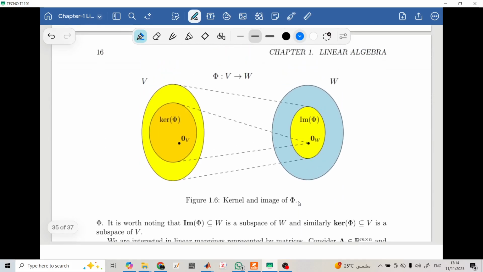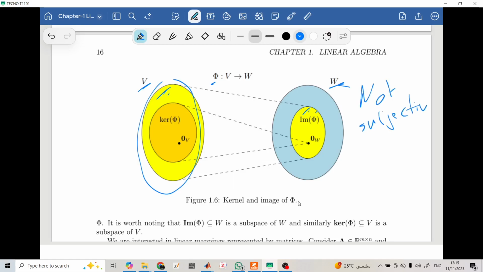So here's a graphical representation. Here is the domain and the codomain. Those are the sets, and we have the mapping phi that takes you from V to W. This mapping takes you from the yellow part here to the yellow part here. So you can directly say that this mapping is not surjective, because we have points here that are not reached by the mapping. Okay, so here's the image.